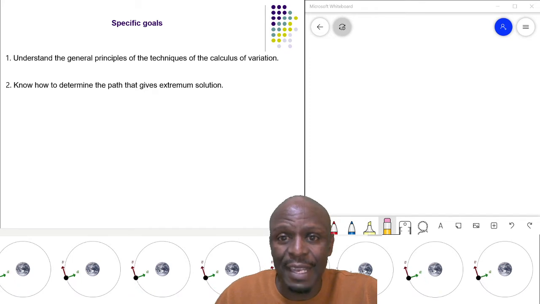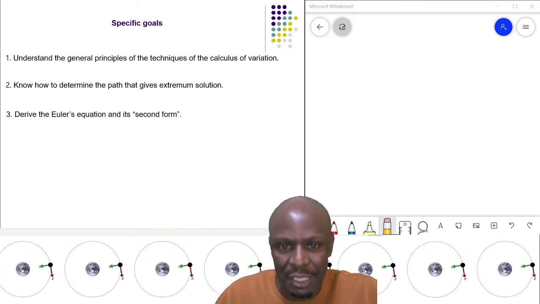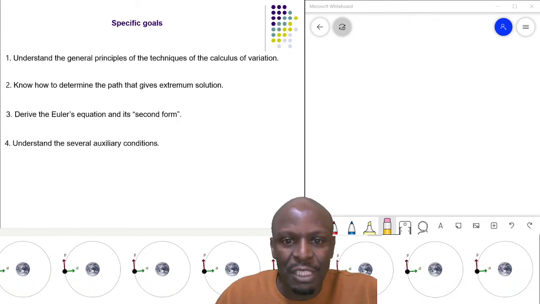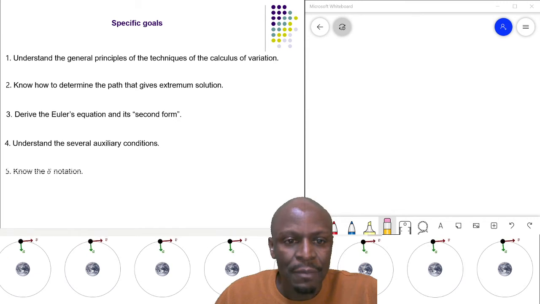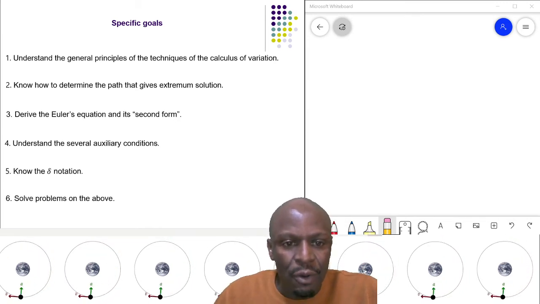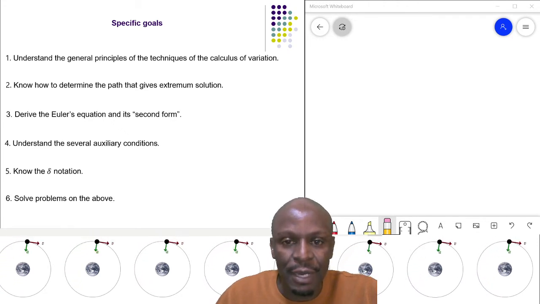By extremum, we mean the maxima or minima solution, and to derive Euler's equation and its second form, and also to understand the several auxiliary conditions which are required, and also to know the delta notation. And of course, you will also be expected to solve problems on the above concepts.